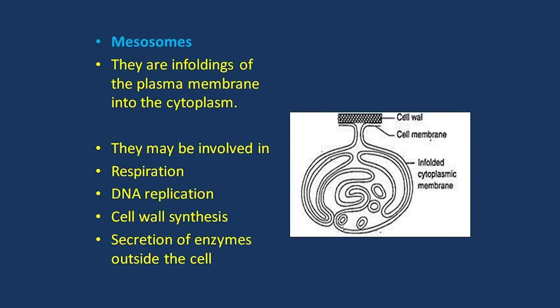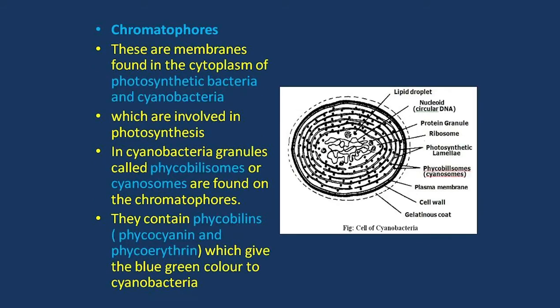Mesosomes are infoldings of the plasma membrane into the cytoplasm. A mesosome is always attached to the DNA. They may be involved in respiration, so they take the function of mitochondria in eukaryotic cells. They may be involved in DNA replication, cell wall synthesis, or secretion of enzymes outside the cell.